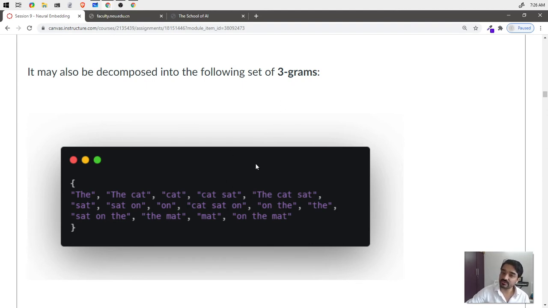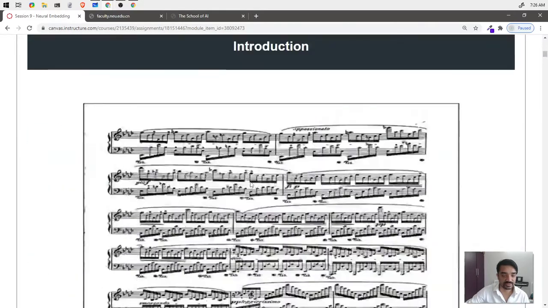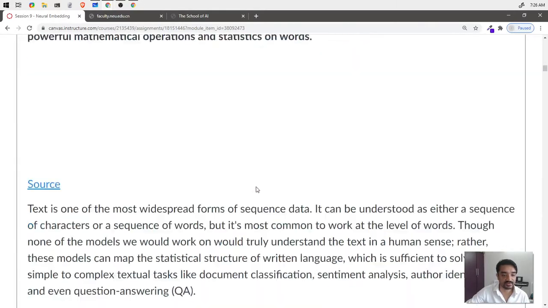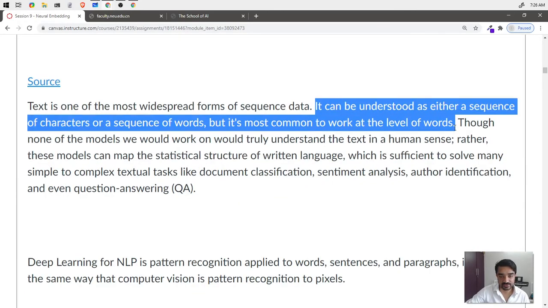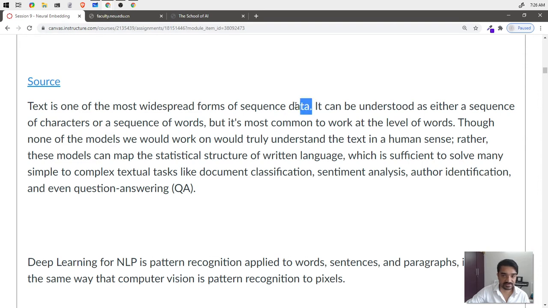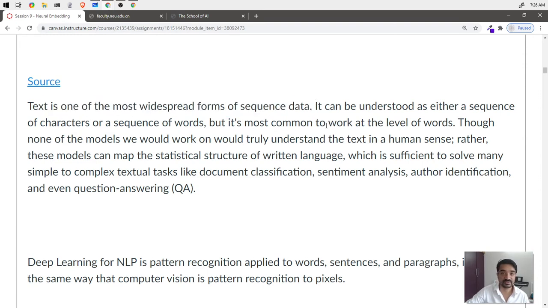Now you might think, why would we want to do that? Most of the time, this goes back to our first line. In fact, I mentioned to you that it actually forms the basis of what we are looking at here. First of all, read the first line. The first line is very basic, right? The text is one of the most widespread forms of sequence data. Fine, fair enough. Let's forget this line now.